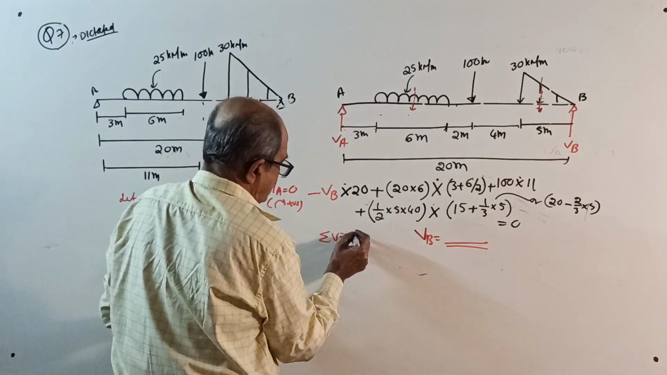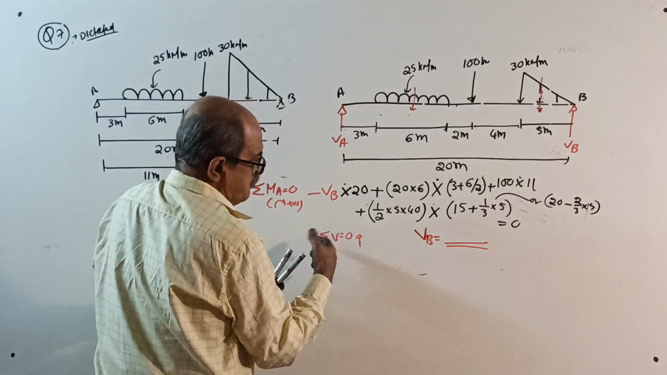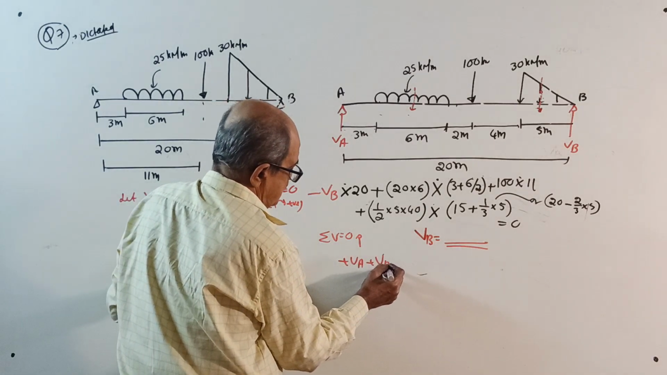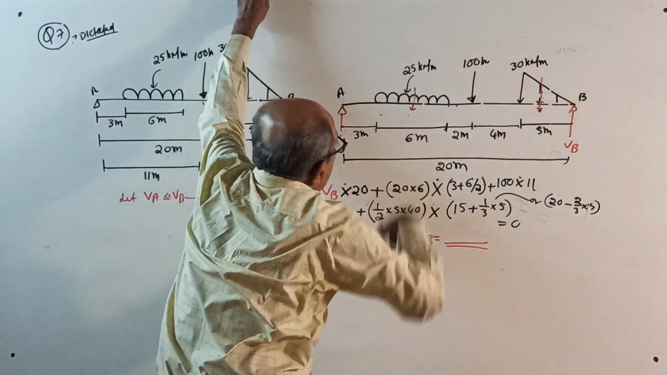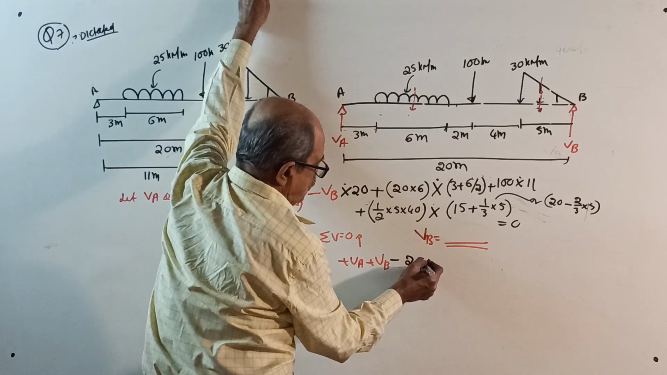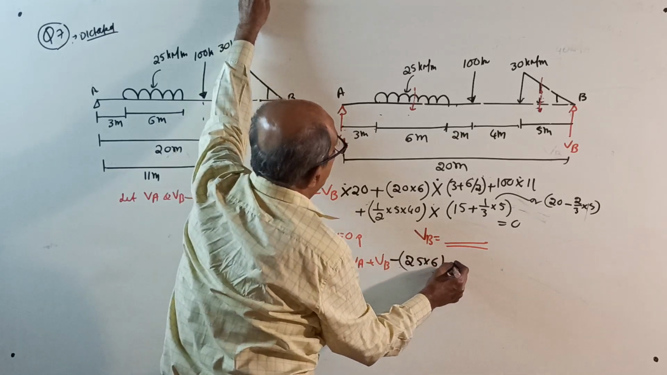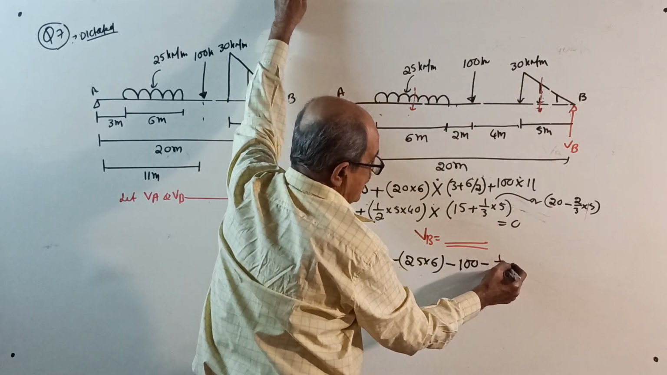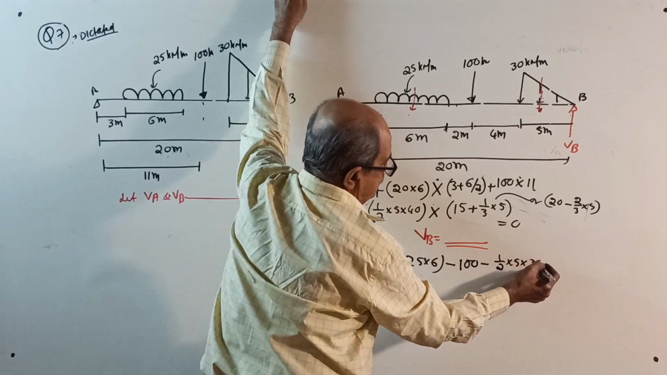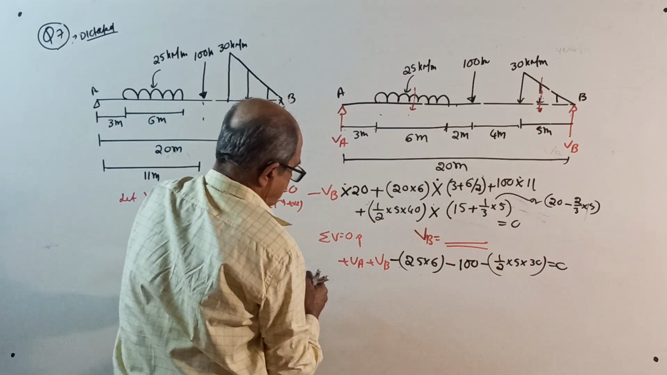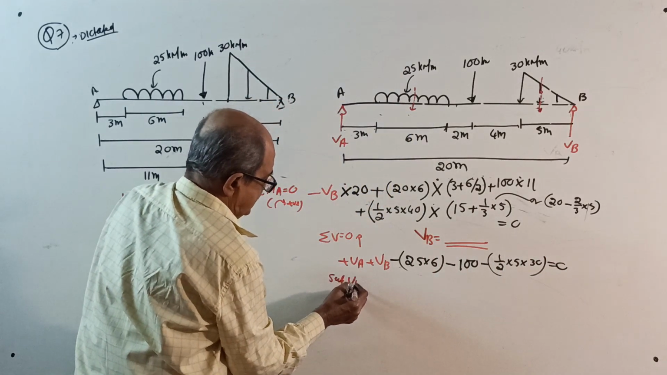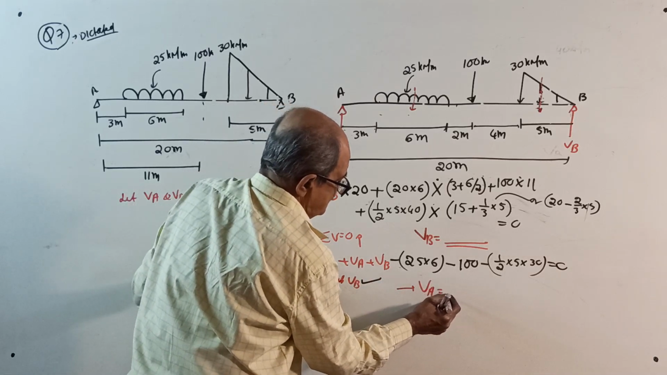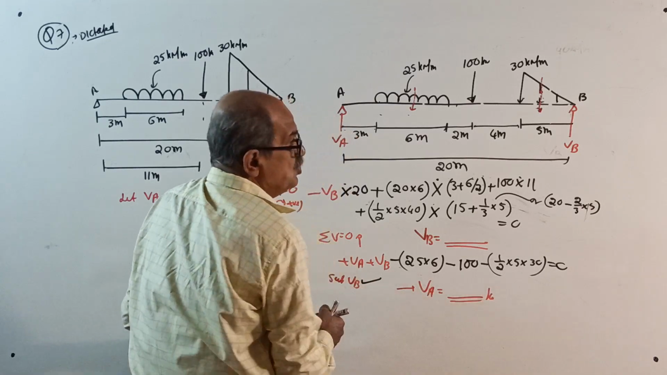Sigma V equal to 0, take upward positive. I won't waste time writing upward positive all the time. Plus VA plus VB minus only total load now. Only load 25 into 6, minus 100, minus only load half into 5 into 30, equal to 0. Substitute whatever VB you got, get the value of VA. Now, the answer, I won't waste time.